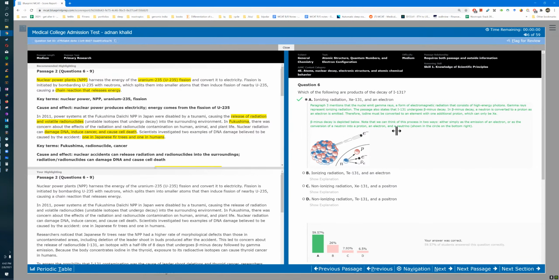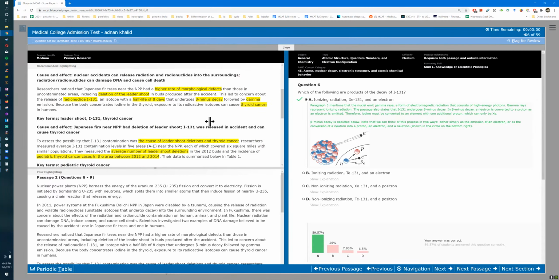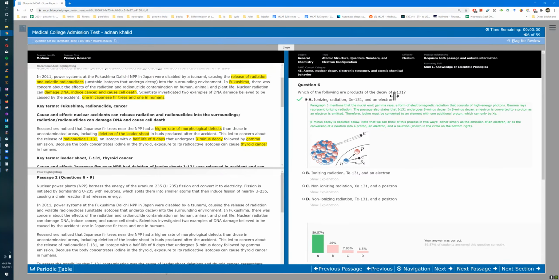This one, I'm going to have to talk to you a little bit more about what happens with radiation, or rather radioactive decay. So, they're saying product of the decay of iodine 131. Over here, iodine 131 undergoes beta minus decay. Beta minus is the same thing as an electron. If it was beta positive, it would be a positron.